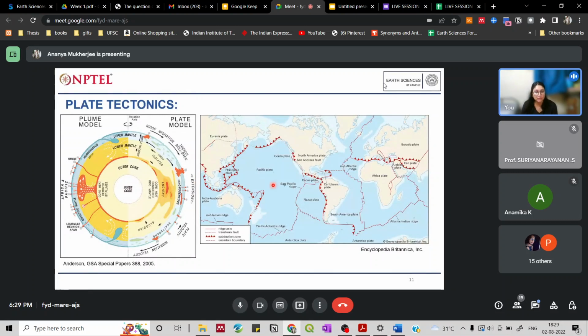And over here you can see there are different kinds of straight lines. These are called faults, extension faults. So these are extension faults, and then you have transform faults also. One of the transform faults is over here. So these are the different features that are formed due to these plate movements and the plate margins.